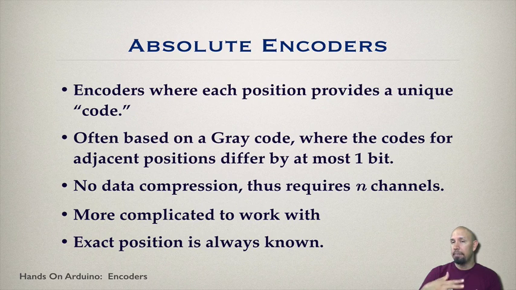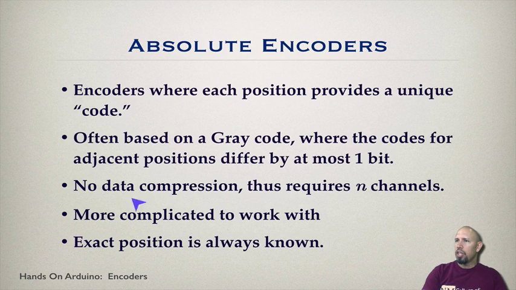You may have 8 bits, but from one position to the next, 7 of them stay the same and 1 changes. That's the way it's usually defined. So that's the basic idea of a gray code.